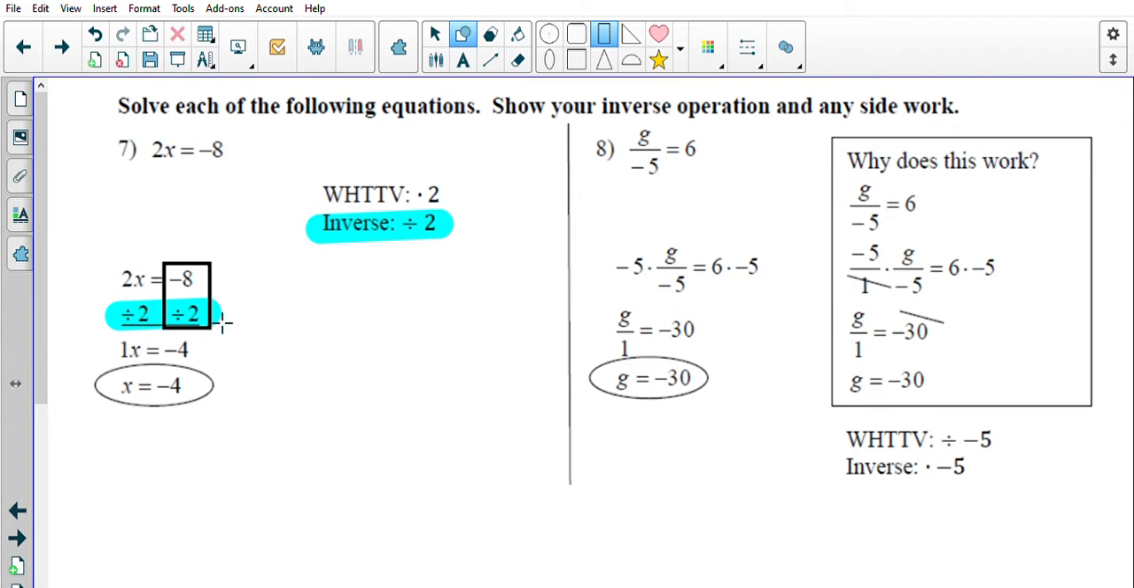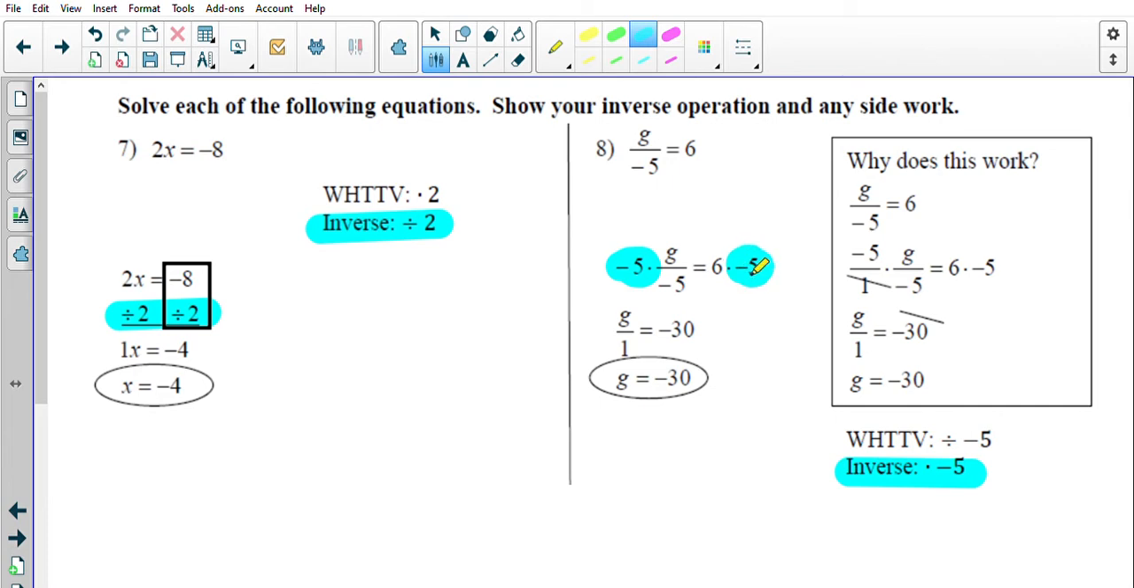Remember, you can check your solutions by replacing -4 for x in our original equation. So you can do 2 times -4, hit equals. It should get you -8, and it will. All right, in number 8, what's happening to the variable g? It's a fraction, but the fraction bar represents division, so we're dividing by -5. The inverse of dividing by -5 is multiplying by -5. So you're going to see that I'm going to show that one time on each side of my equation. You can do it right underneath, which is what I will do when I go to show my work here in the next few questions.